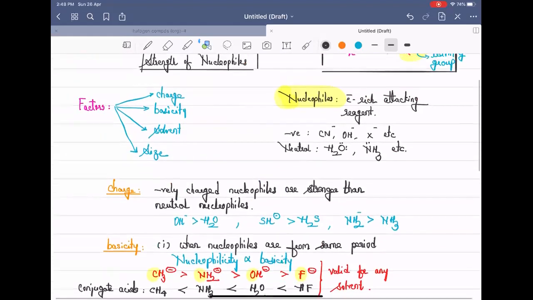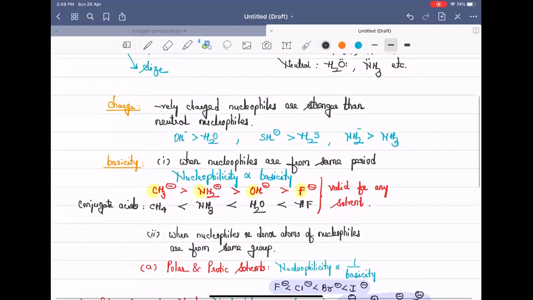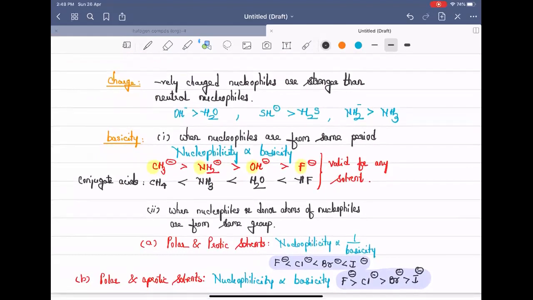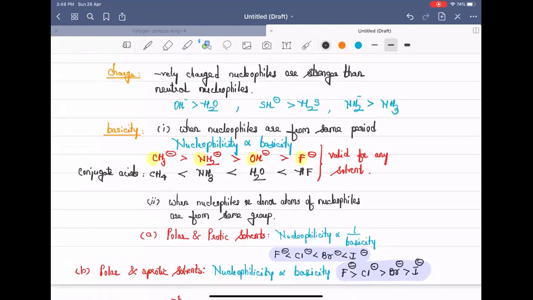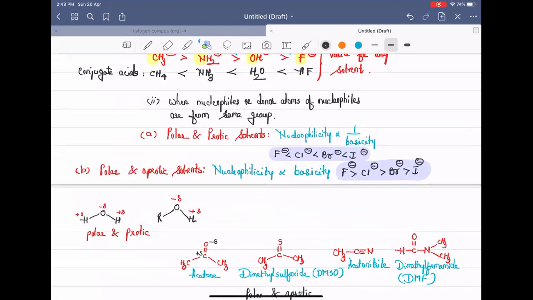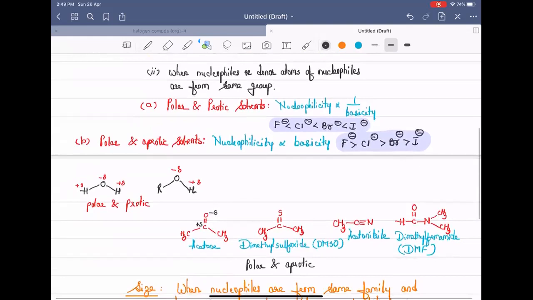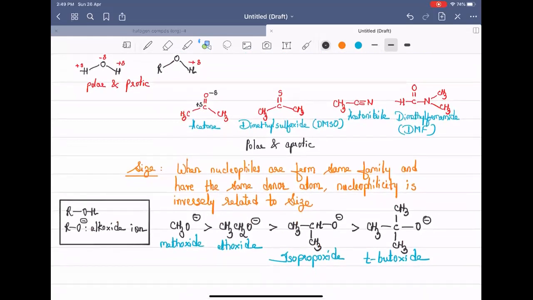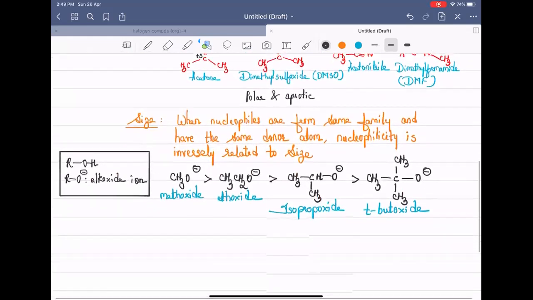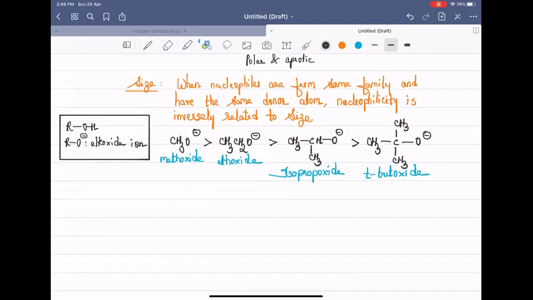This was about how to decide the strength of nucleophiles. First, charge, then basicity: basicity when donor atoms are from the same period, basicity when donor atoms are from the same group. In the same period, basicity and nucleophilicity are the same, whereas in groups, in polar protic solvent, nucleophilicity and basicity are reversed, and in polar aprotic solvent, nucleophilicity and basicity are directly related. And if nucleophiles have the same donor atoms and are from the same family, then you check the size. Smaller the size, stronger the nucleophile.